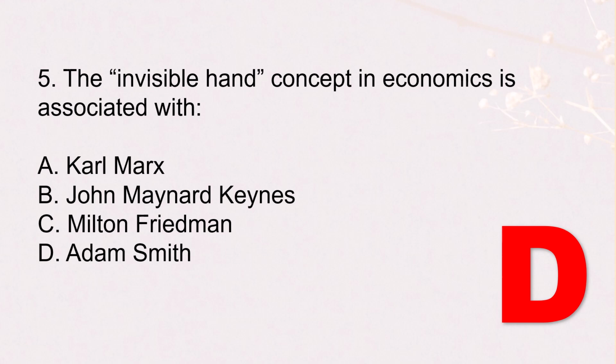Okay, so the correct answer is Adam Smith. Smith introduced the idea that the market is guided by an invisible hand, or the laissez-faire, let-alone policy. So letter D is the best answer. For letter A, Karl Marx focused on socialism and communism. John Maynard Keynes advocated government intervention in the economy. And Milton Friedman supported monetarism but did not coin the term invisible hand. So the best answer is letter D.